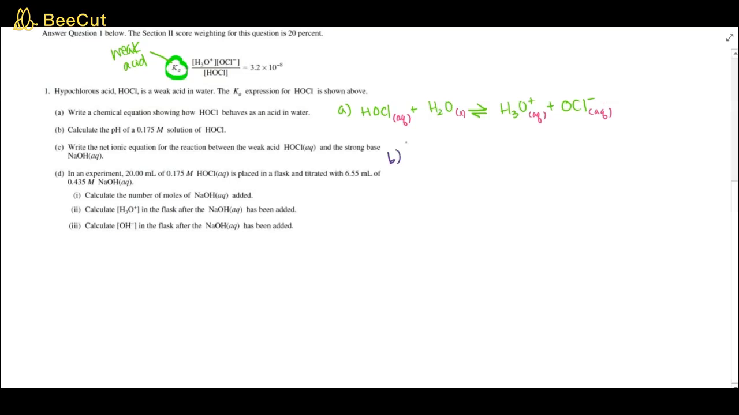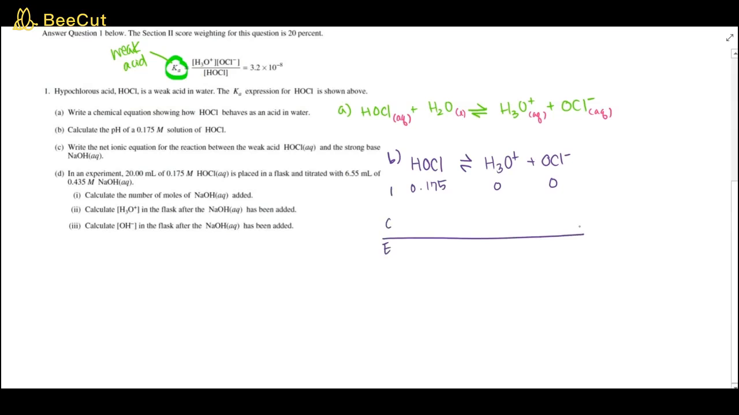So B says calculate the pH of a 0.175 molarity solution of HOCl. So that means that I actually have HOCl, and I'm going to get rid of the H2O just because I know that I don't really need it for this particular problem, because H2O is a pure liquid and never partakes in an equilibrium equation. Okay, so here we go. We know that it's 0.175 molarity of HOCl that I start with, right? That means I don't have any products yet, because this is at the very initial step of my chemical reaction.